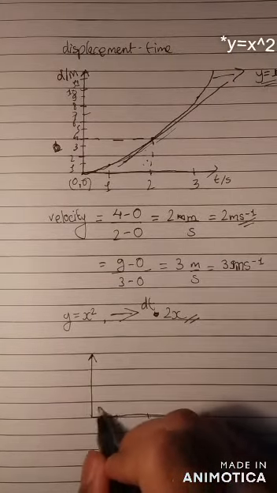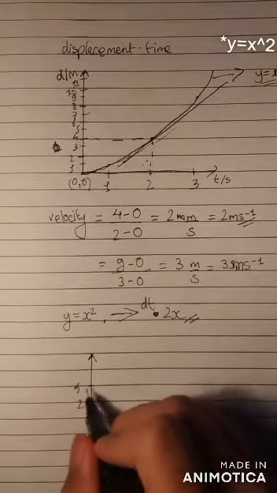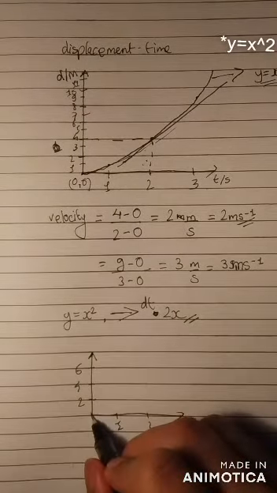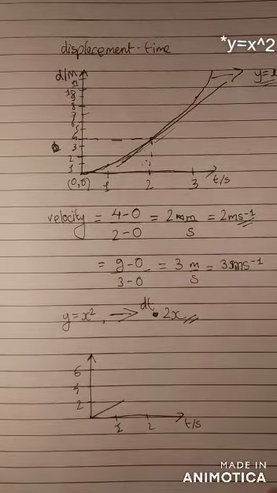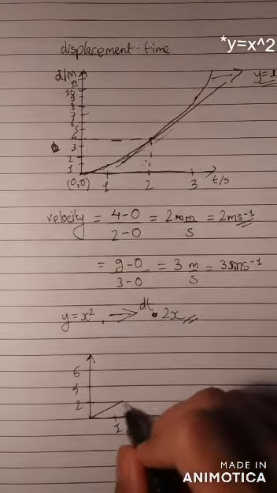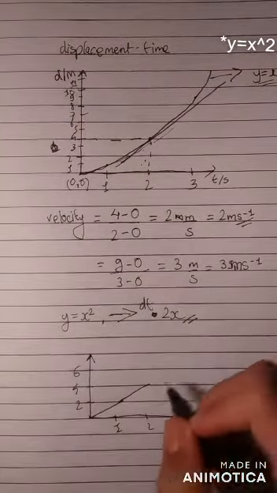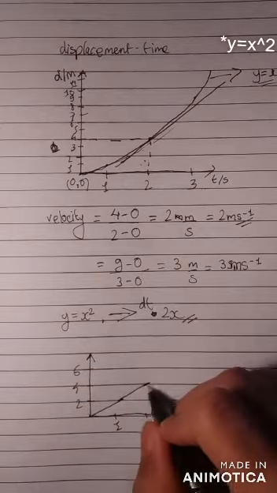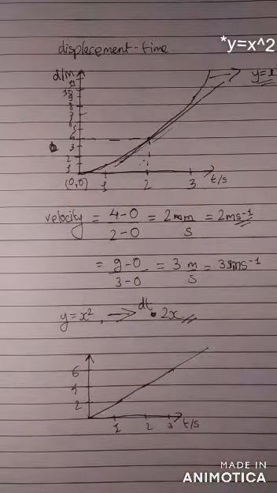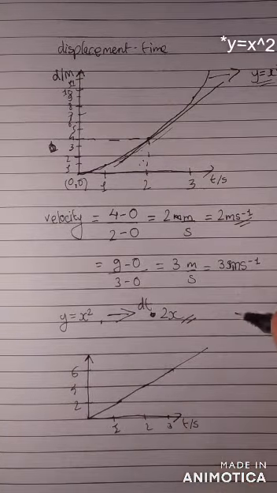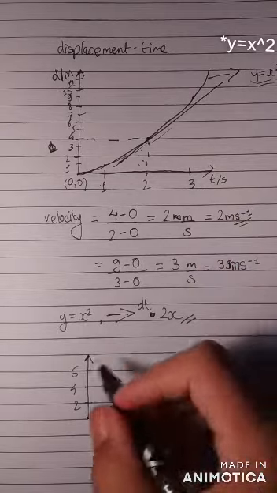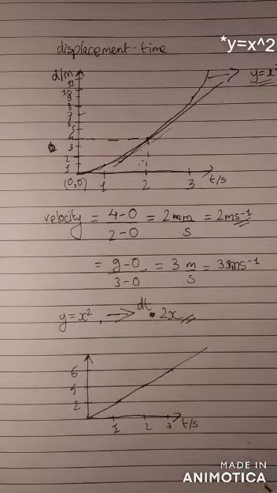So in 1, 2, 4, 6. In 1, there is 2 because 1 into 2. In 2, y-axis is 4. In 3, y-axis is 6, and it goes on like this. So the y-axis. Now I want you to imagine what is the y-axis here. I'll give you the time to think. Pause the video and think.